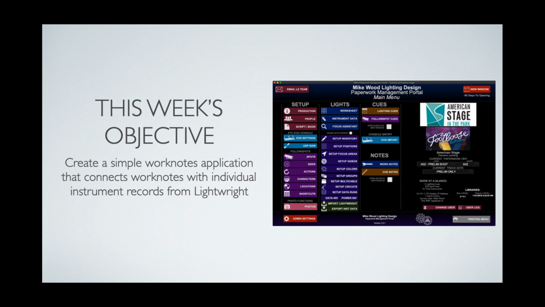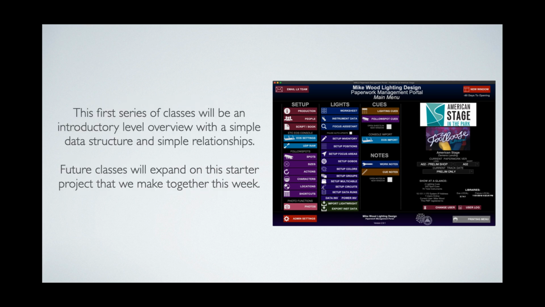Okay, so again, this week we're going to be creating a simple work note application that connects work notes with individual instrument records from Lightwright. Tonight, it's just going to be a very introductory level overview of those things. It's going to be a very simple data structure, very simple relationships. Then in the future, after we get through this week, we're going to take the file that we make together this week and expand that to have other features. We'll make it a little bit more feature rich with work notes.